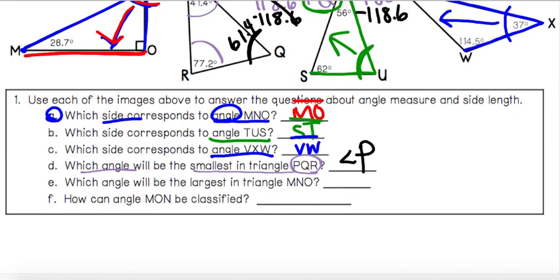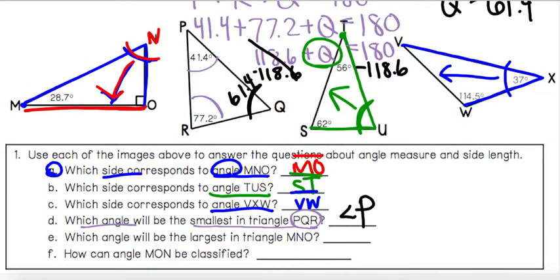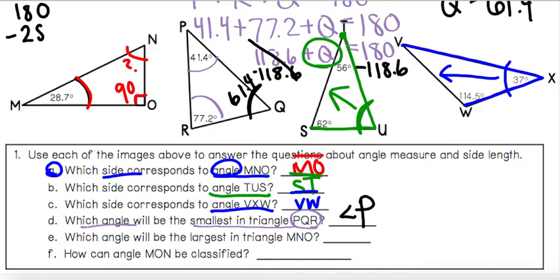Now letter E says which angle will be the largest in the triangle MNO. So I'm going to erase that. I know that M is 28.7. I know that O is 90. So what is angle N? Okay, another way to think of this, I know that these add up to 180 degrees, so I subtract the 28.7. I also subtract the 90.